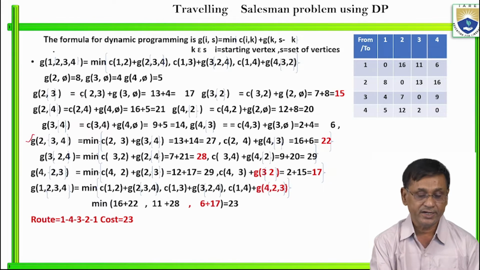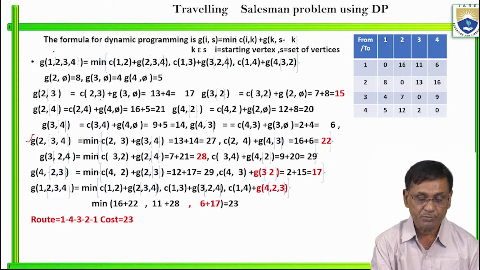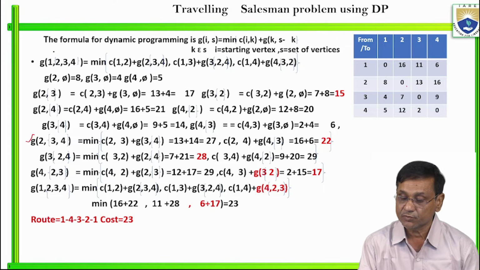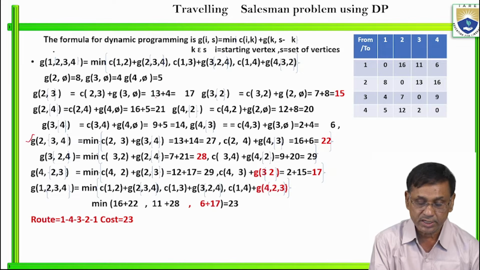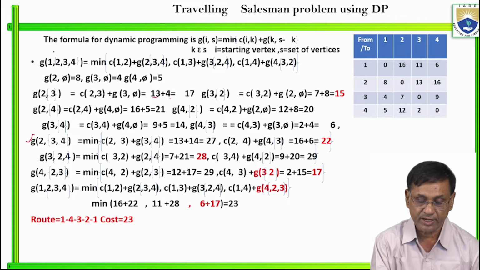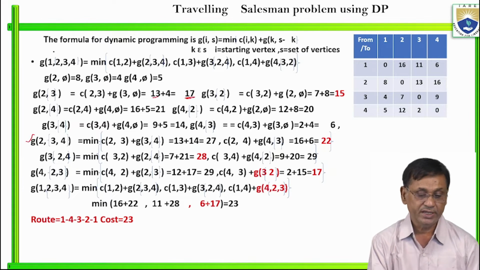So this can be calculated like this. Cost of edge 2, 3 plus cost of going from 3 to 1. 3 to 1 is coming back to the home city. So C of 2 to 3, cost of going from city 2 to city 3 is 13. So this is 13 plus G of 3 to 1, which we can say is 4. The total cost is 17.